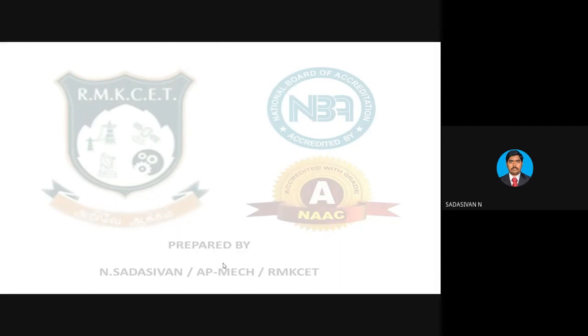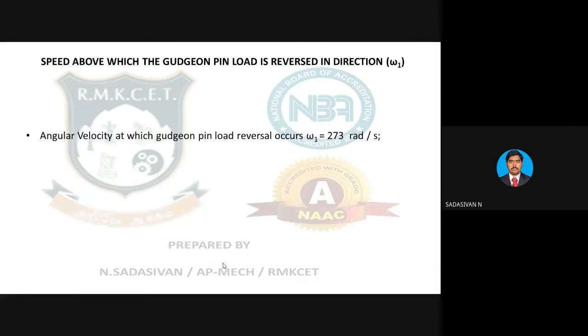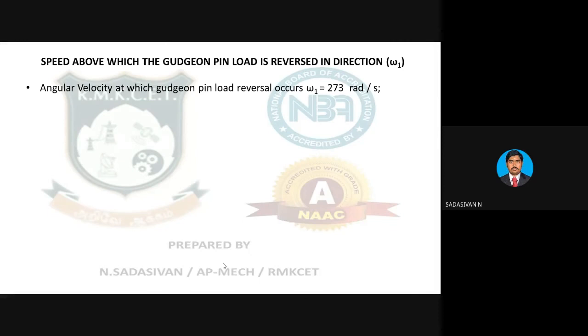So the speed at which the load reversal takes place is 273 radians per second. Now convert this to RPM, which is much more easily understandable for everybody. So the angular velocity at which Gudgeon pin load reversal occurs is 273 radians per second. I'm going to convert that. So omega equals 2 pi n by 60. Now I'm going to cross multiply.